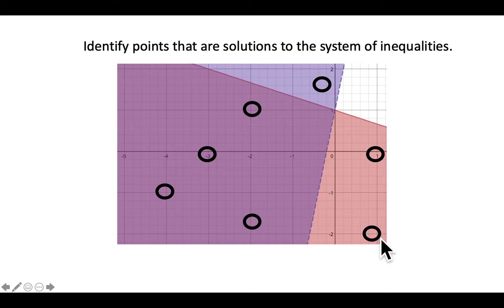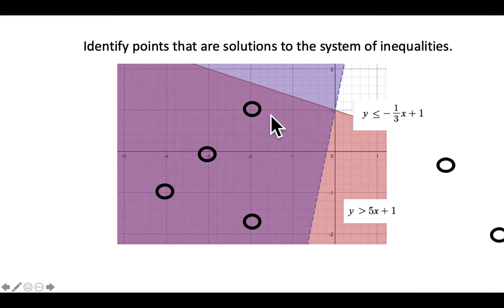There are several points that are circled. This point would be the point +1, 0. This is a little bit off, but this would be the point +1, -2. Look through this and tell me which of the points you think are solutions to the system of inequalities. These are the equations. And hopefully you chose those points that were in this shaded area that was common to both of the inequalities.